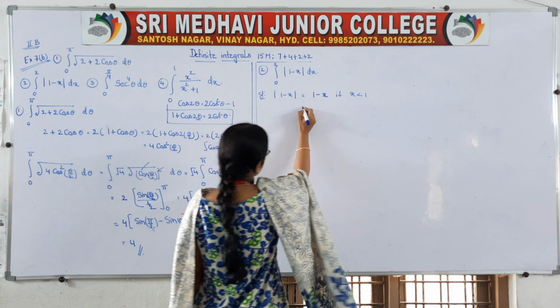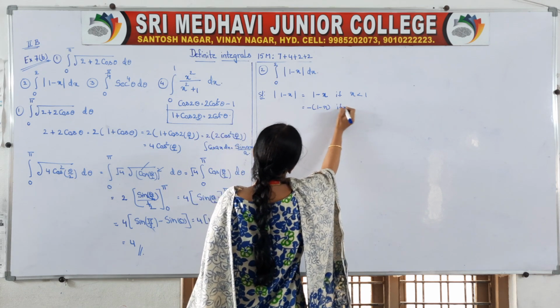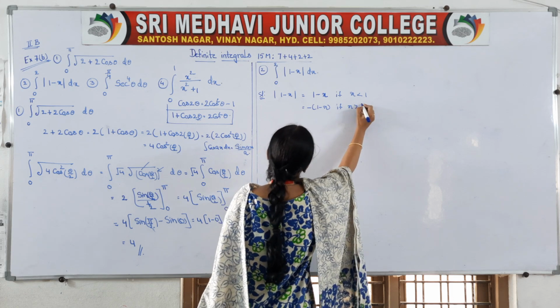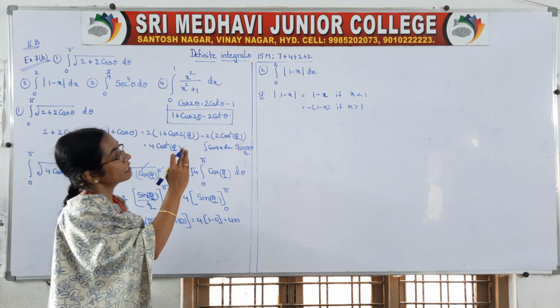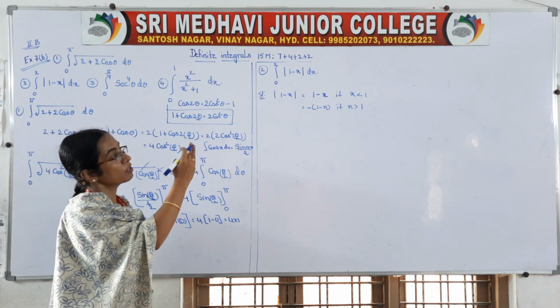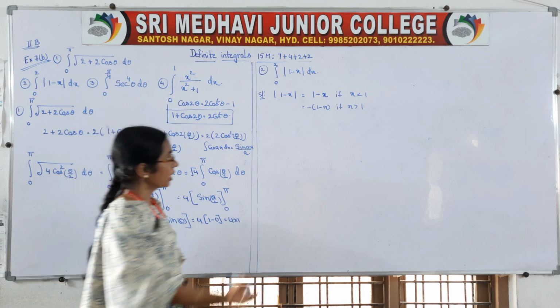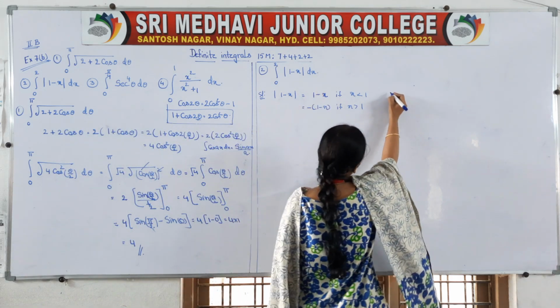Okay, and it is equal to minus of 1 minus x if x is greater than 1. If x value is greater than 1, that becomes a negative, higher value. So the entire value will be negative. Okay, so now, one more thing, we know one formula.